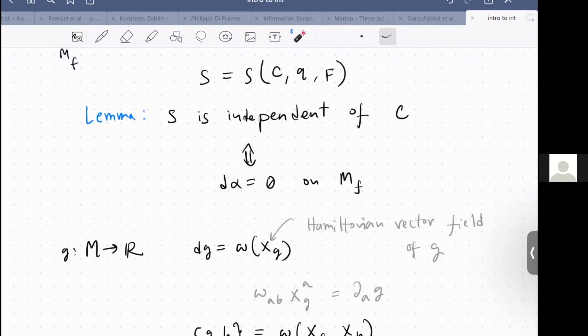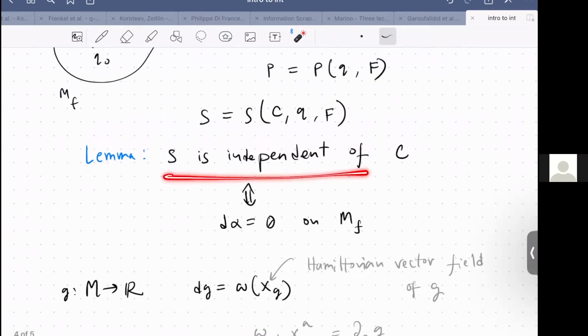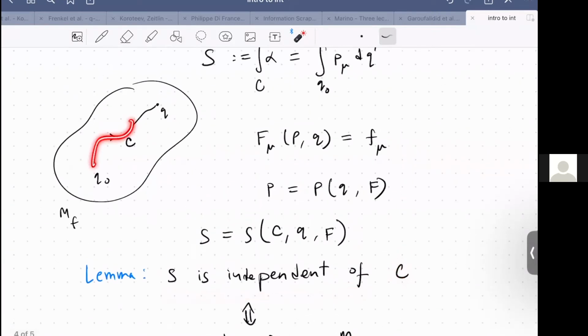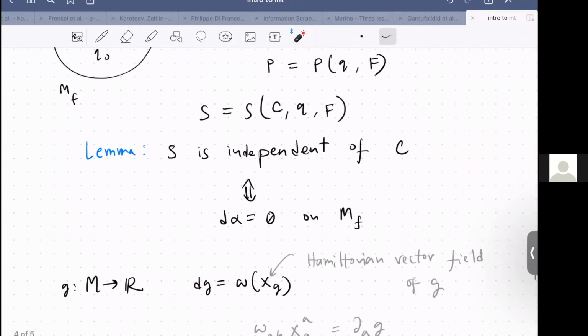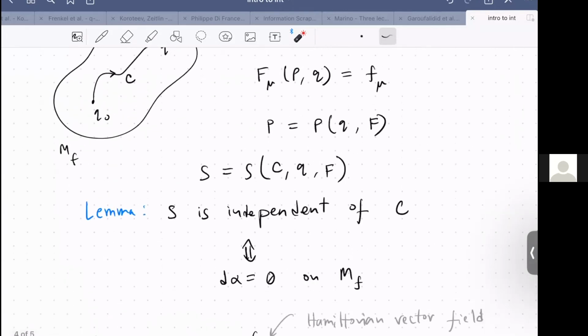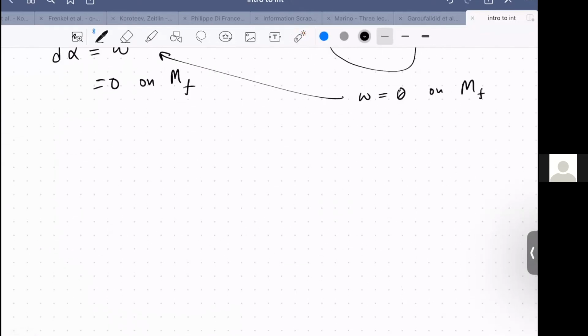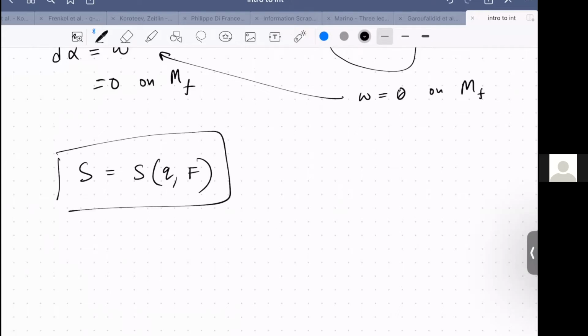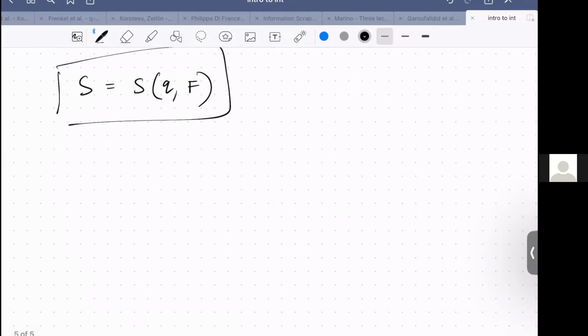So let's get back. We wanted to show that S is independent of the choice of curve. It doesn't depend on which curve we choose. It only depends on the endpoints. And we said that this is equivalent to proving that d alpha is 0 on MF. And we have now just shown that d alpha is in fact 0 on MF. So then it is now true that S is independent of C. Okay, so we have proved that S is only a function of Q and the values of these special functions. Any questions so far?